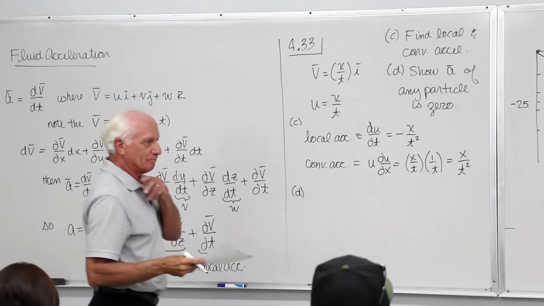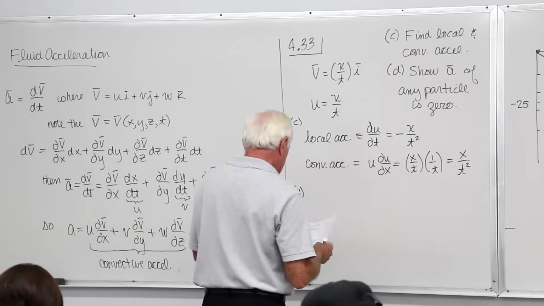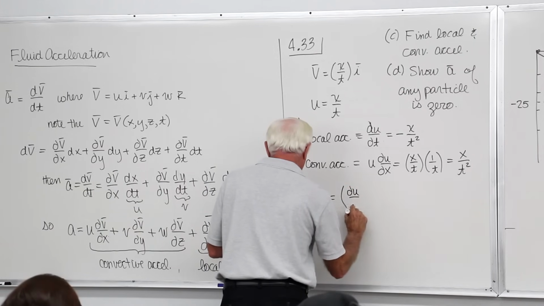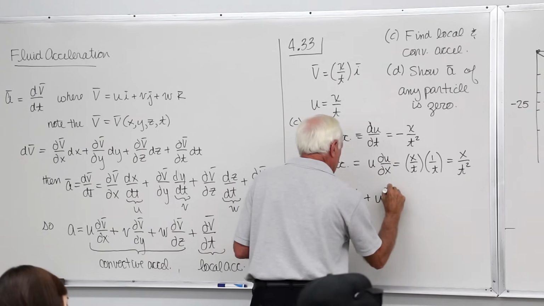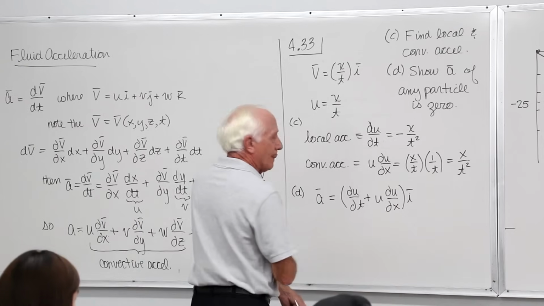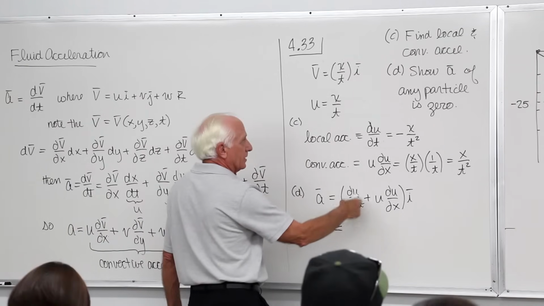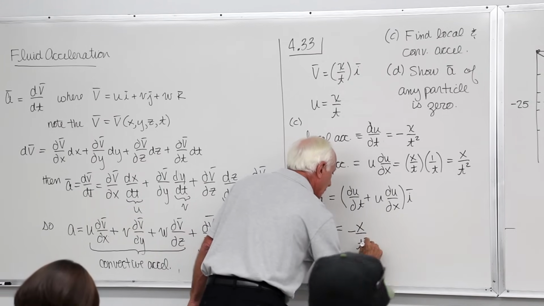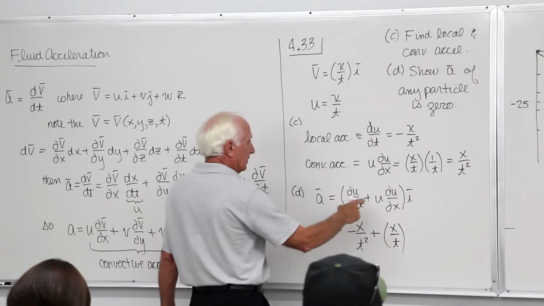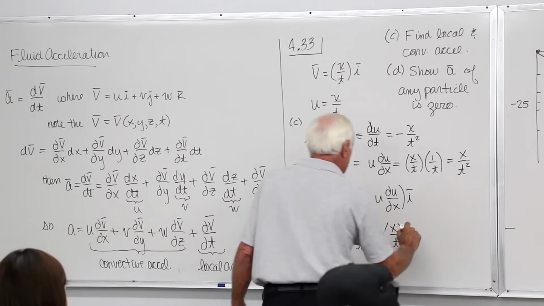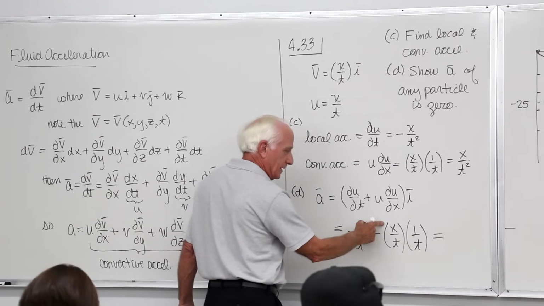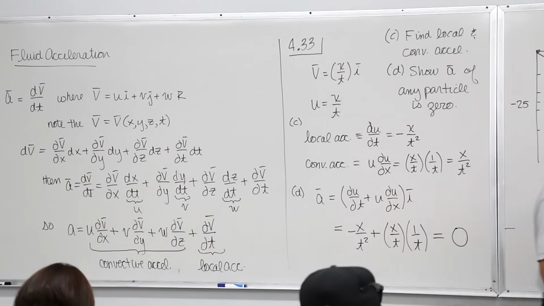Okay, part D, show the acceleration. Okay, the acceleration then. Local acceleration, minus x over t squared. Convective acceleration, u du dx, x over t times 1 over t. Minus x over t squared plus x over t squared, zero. The acceleration of any fluid particle in the field is zero.